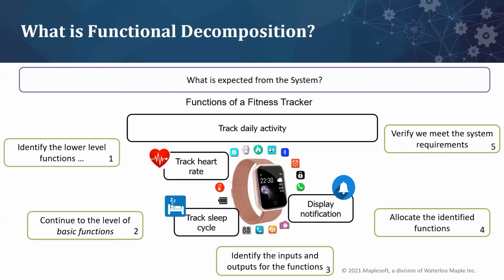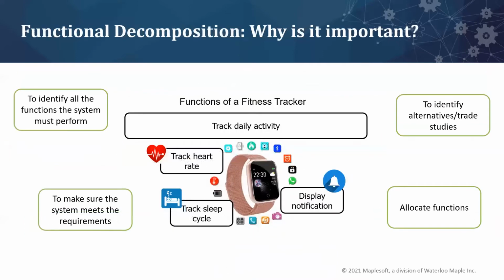And then finally, you verify with your system requirements, you make sure that your functions meet all the requirements that have been defined for the system, and so on. So basically, this is what comprises the functional decomposition. And why this is important is, first you need to identify what your system must perform. And then you need to make sure that whatever functions you have identified meet the requirements that have been defined. Then this will also give you the option to find alternative functional architectures to perform trade studies. For example, say for the fitness tracker, I want some input from the user.